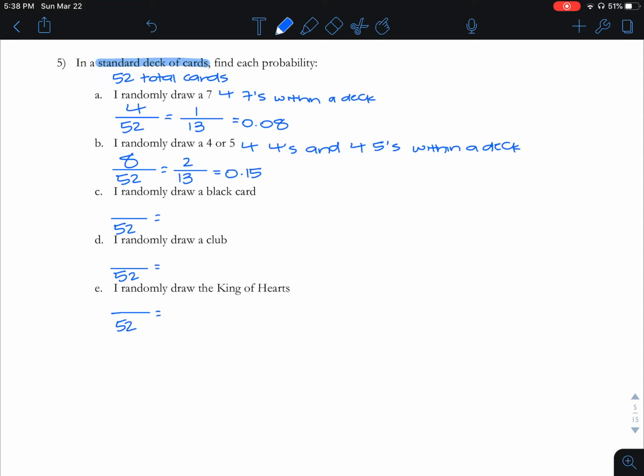Okay, and then C, I randomly draw a black card. Well, if we go back, think about, hopefully you have that deck in front of you. How many black cards do we have? Those are typically the spades and the clubs. Okay. I actually have 26 black cards. I also have 26 reds, if we remember from the last video. So 26 is the possible amount. 52 is my total. This can reduce to 1 over 2, which gives me 0.50.